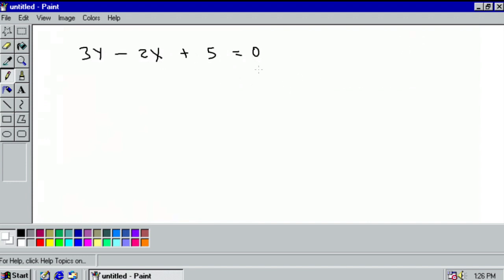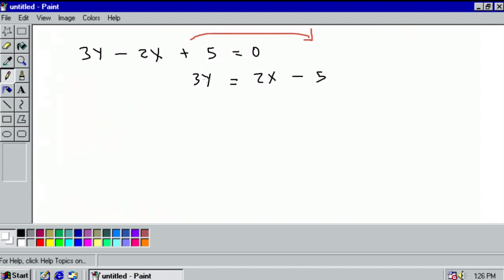Okay, how about this? Let's solve for the value of y. You can try it if you want to. Just pause the video because I'm gonna answer it very shortly. So we need to change the sides and signs. So we have 3y is equal to, negative 2x will become positive 2x, and positive 5 will become negative 5.